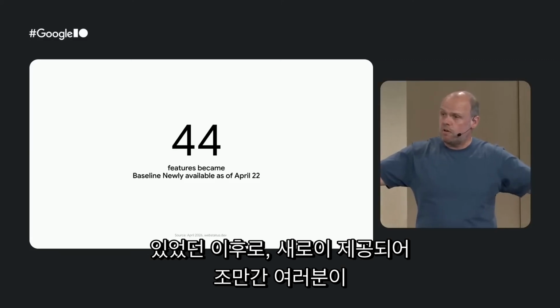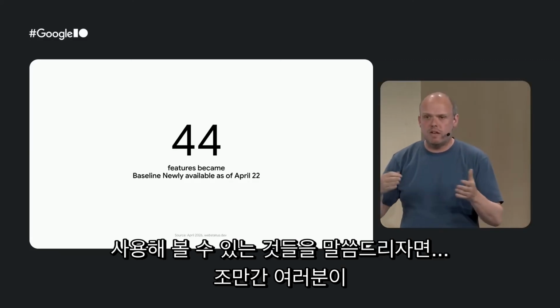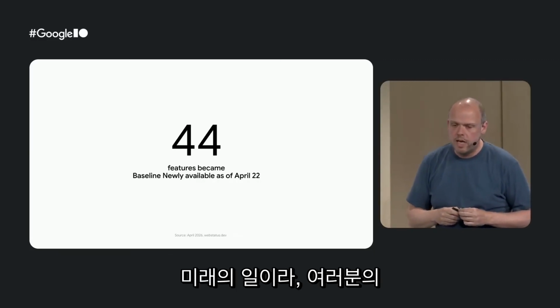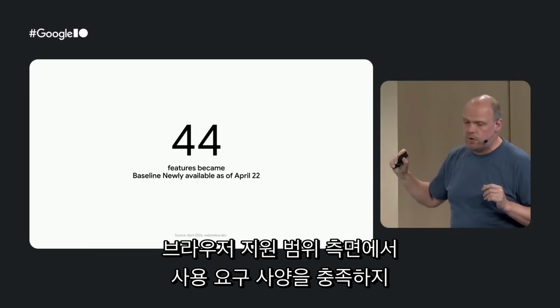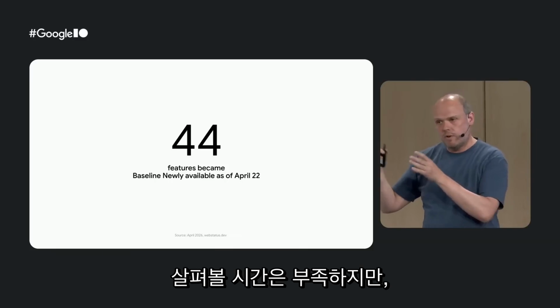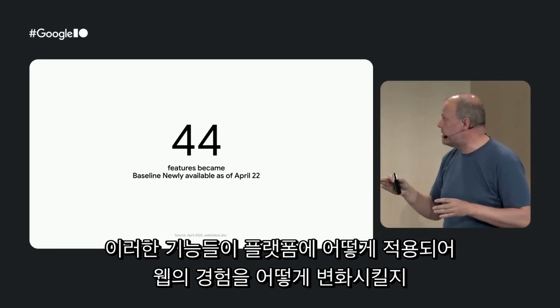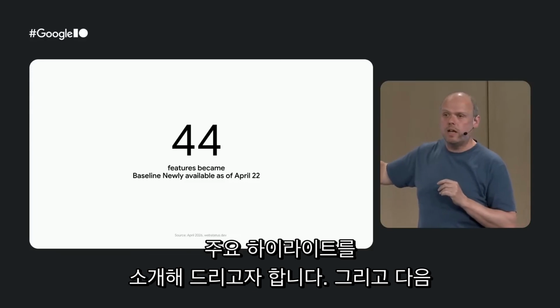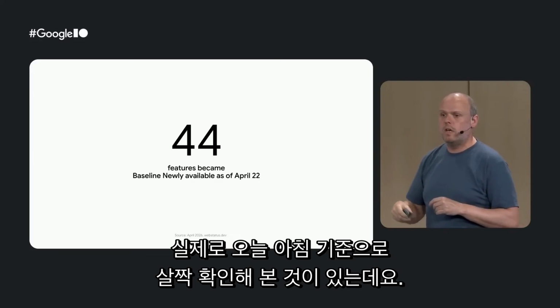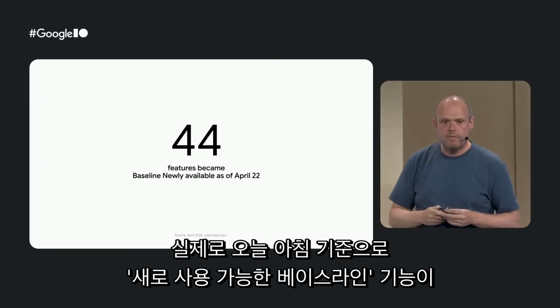They are available across all browsers, but they might not meet your usage requirements in terms of your browser support matrix. Now, I don't have enough time to go through all 44, but I do want to give you a highlight of how some of these things that have come to the platform are going to change how the web feels. And actually, before I go to the next slide, I did a little check this morning. We're actually at 52 features as of this morning that are now baseline newly available.